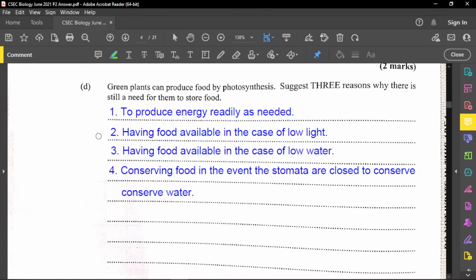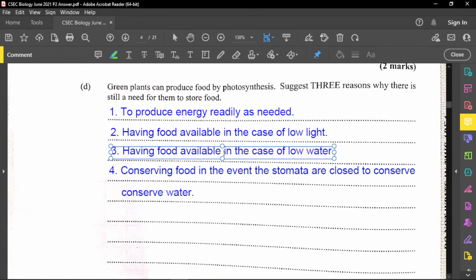Another one here is having food available in case of low water. So if there's limited water to carry out photosynthesis, then definitely the stored food will help in terms of providing energy. And a fourth option here is conserving food in the event the stomata are closed to conserve water. So just in case you have high temperature, for example, low humidity, and the plant is not photosynthesizing as effectively, then you can use the stored food as well.